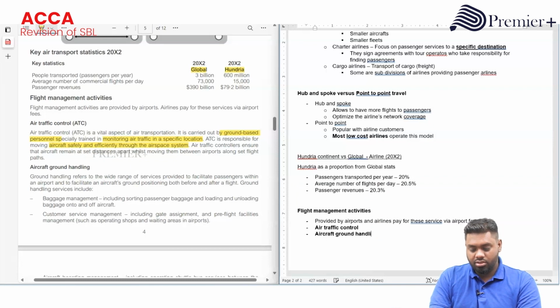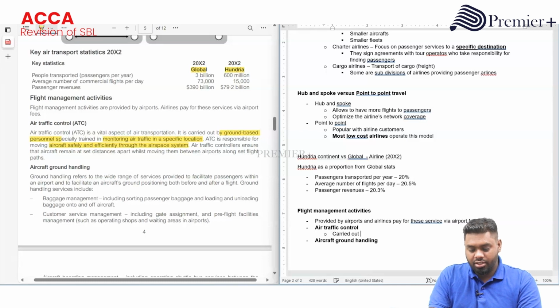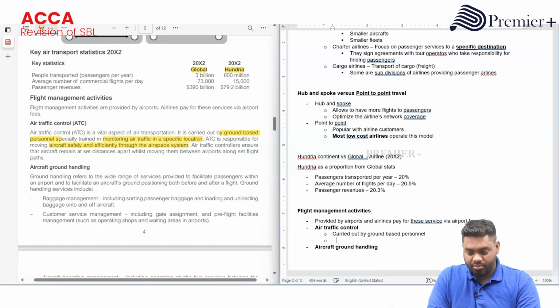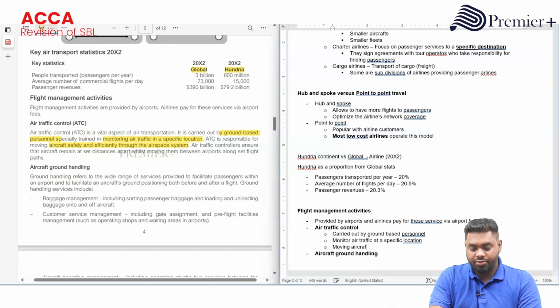Aircraft ground handling. So in the earlier point, it is carried out by ground-based personnel, monitoring air traffic at a specific location, typically in the airport itself, moving aircraft safely and efficiently in the airspace system or in the airways.